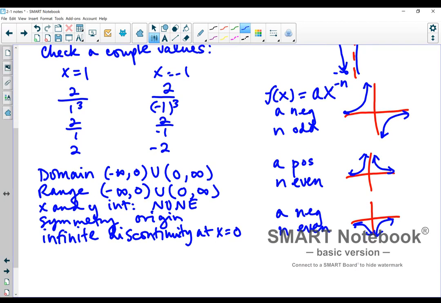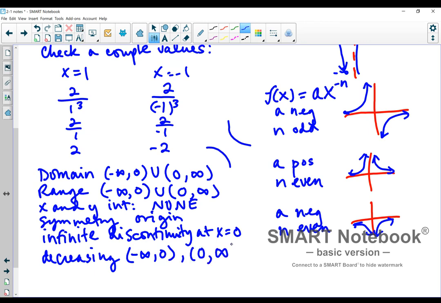Because we're always talking about x's. Let's see, what else do we have? We did extrema. There weren't any, no max or min. Oh, increasing and decreasing. So for the first part of my graph, let's just think about it. I'm starting here and I decrease. For the second part of my graph, I start here and I decrease. So we're always decreasing. So we're decreasing along our entire domain. From negative infinity to 0, we're decreasing, from 0 to infinity we're decreasing. So we're always decreasing.